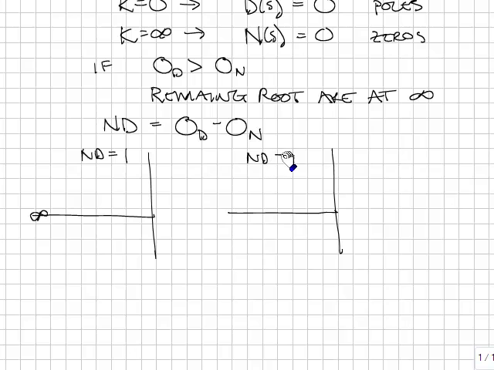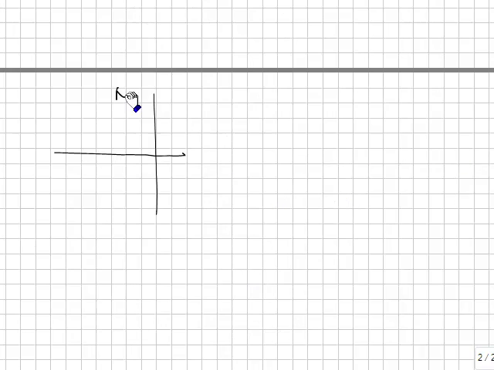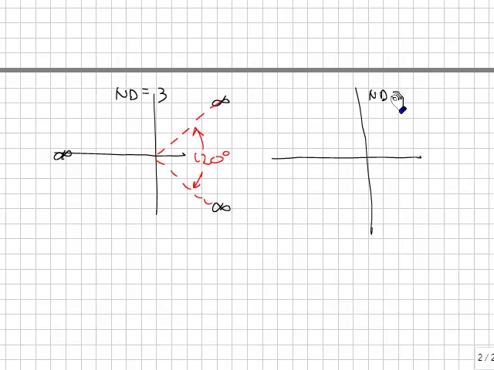Nd is equal to 2. We have zeros at plus or minus infinity in the imaginary axis direction, but we don't know where they're located on the real axis. So we could have plus or minus infinity over here, or plus and minus infinity over here. Nd is equal to 3. We have a zero here, a zero here, and a zero here, where this is 120 degrees. And finally, nd is equal to 4. We have 4 zeros, where these are at 90 degrees.